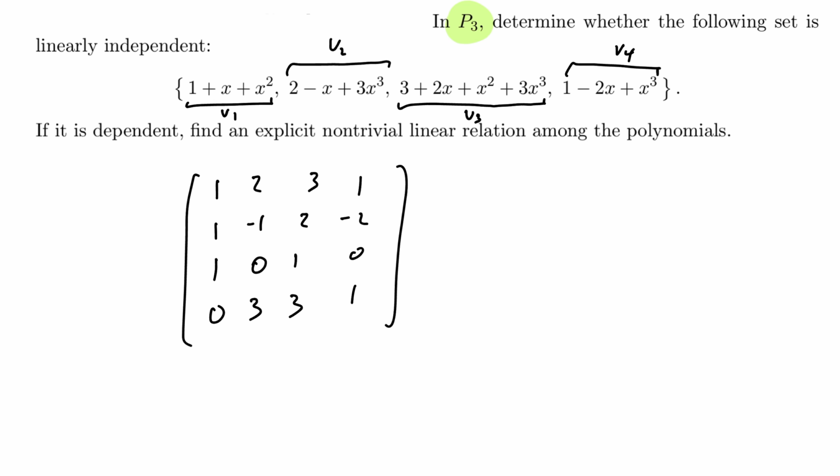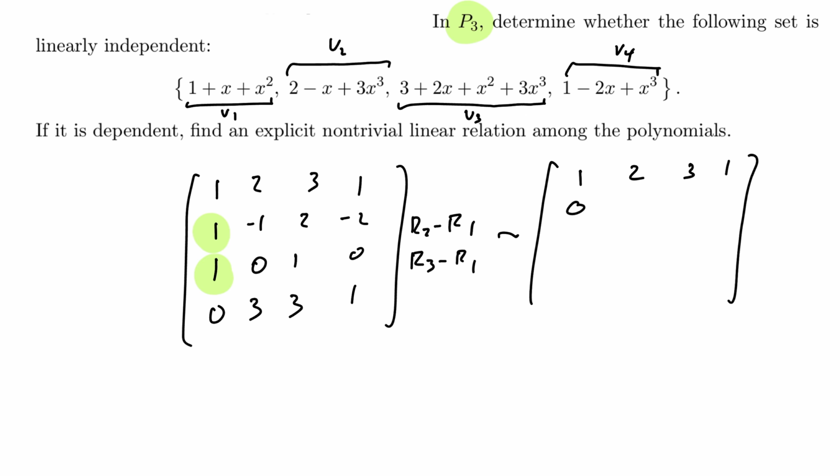All right, continuing on, I want to start by making these entries 0. So I'm going to take row 2 minus row 1, and row 3 minus row 1. If I do that, subtracting these rows, I get 0, negative 3, negative 1, negative 3. I get 0, negative 2, negative 2, negative 1, and 0, 3, 3, and 1.